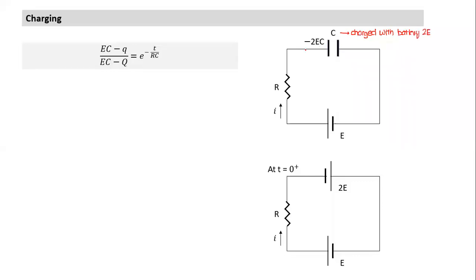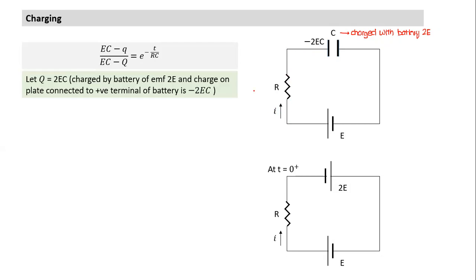It has a certain charge. But unlike the previous cases, now the plate having negative charge is connected to the positive terminal of the battery. And if I go by the normal sign convention, Q is equal to 2EC, the charge given by a battery of EMF 2E.